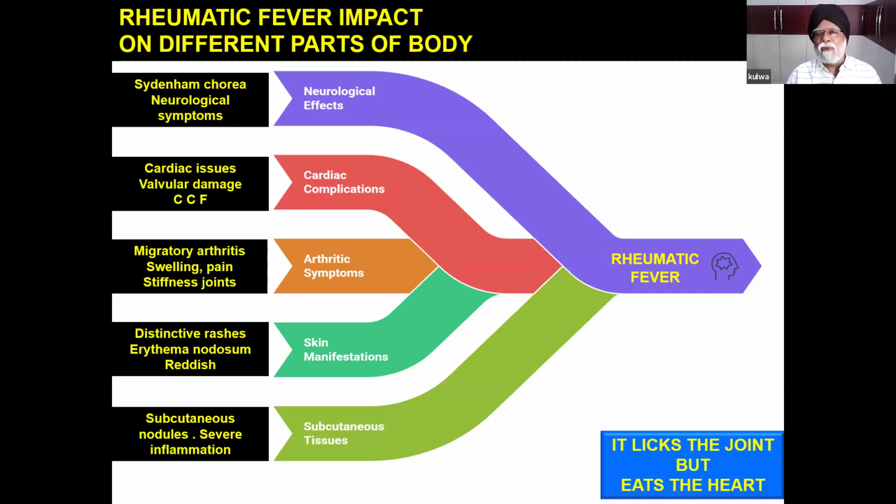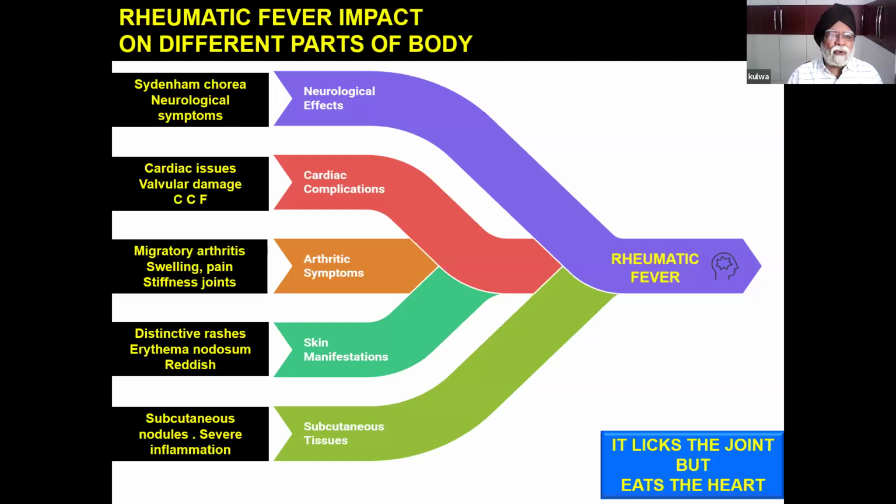So all the synovial joints are affected, and there is swelling, there is pain, there is temperature, there is stiffness. These 4 are the cardinal signs in a case of rheumatic fever. It acts on the skin, which I told you, with distinctive rashes, erythema nodosum.